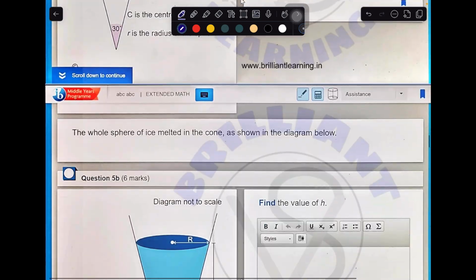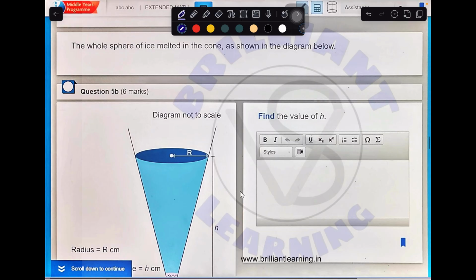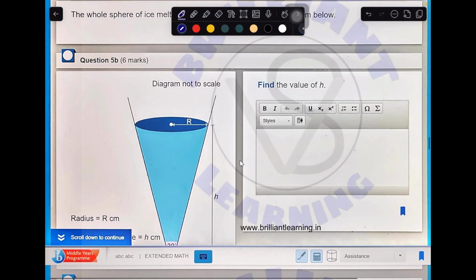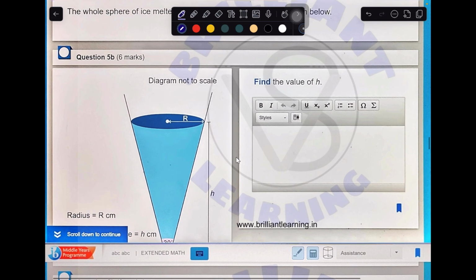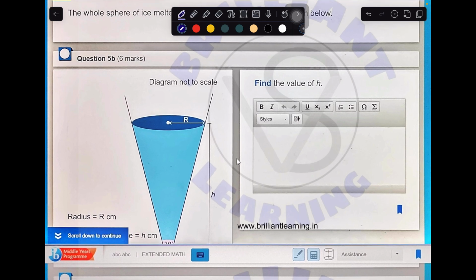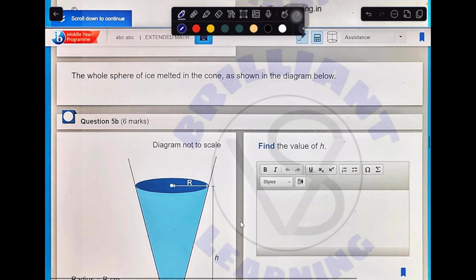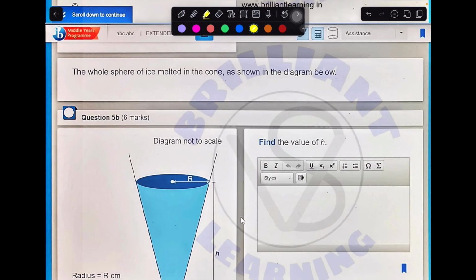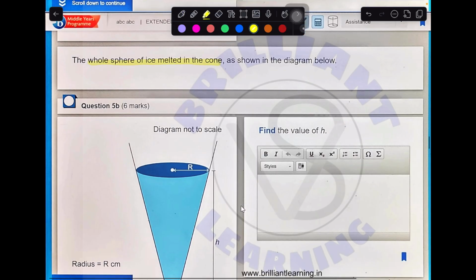So I'm going to come straight down to 5b, and I want to find the value of h. Okay, so I suppose what you need to note here is that the whole sphere of ice melted in the cone as shown in the diagram below. And that is kind of your clue that the previous information is going to come into play in some way.